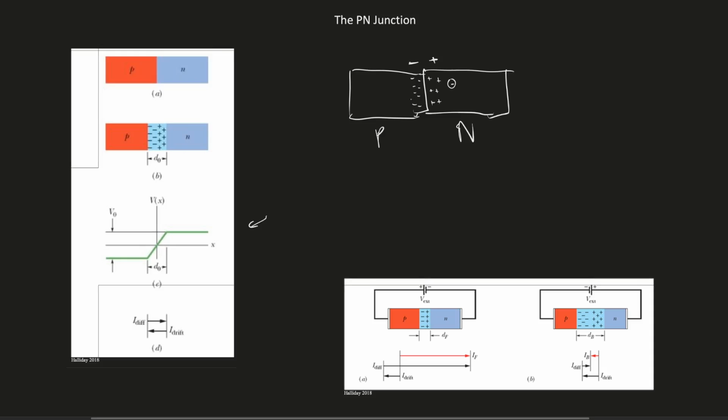There's also the minority charge carriers. So there are, of course, electrons which can move in the p-type material, and there are holes that can move in the n-type material. And this will constitute a smaller current called the drift current, which will get larger as this differential forms, the negative and positive charge builds up.